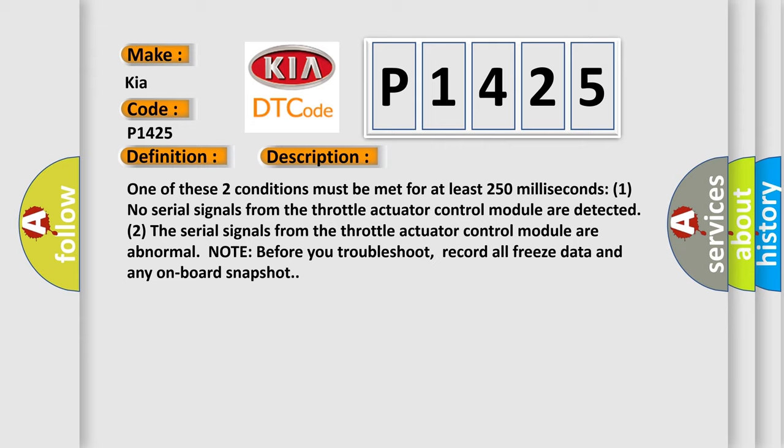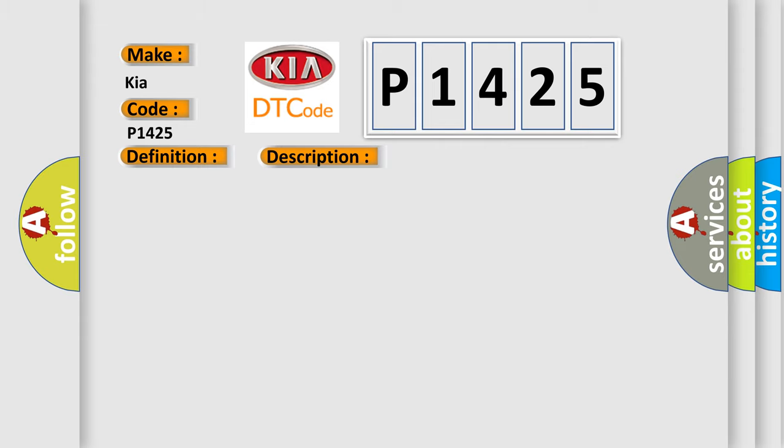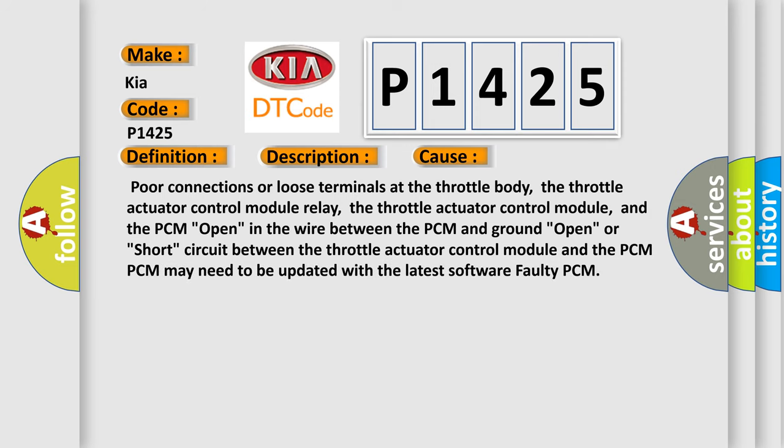This diagnostic error occurs most often in these cases: poor connections or loose terminals at the throttle body, the throttle actuator control module relay, the throttle actuator control module, and the PCM; open in the wire between the PCM and ground; open or short circuit between the throttle actuator control module and the PCM. PCM may need to be updated with the latest software.